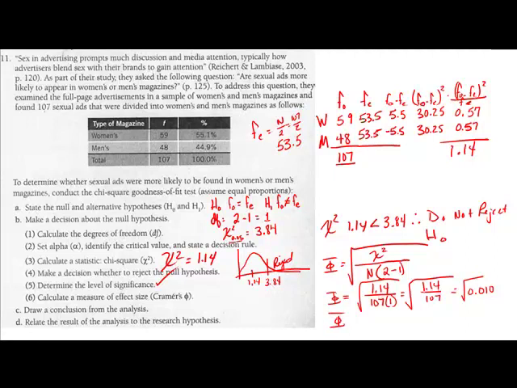And my phi is equal to 0.103, so 0.1. That's a small effect.